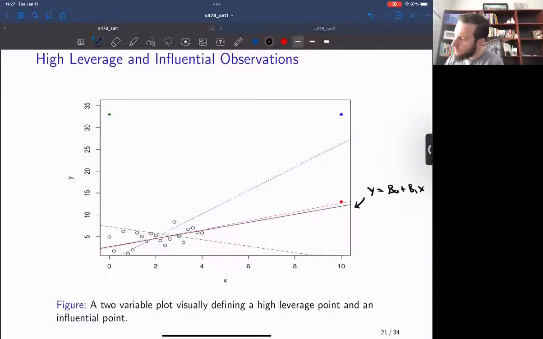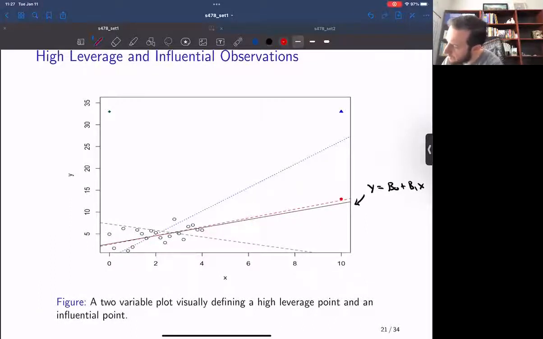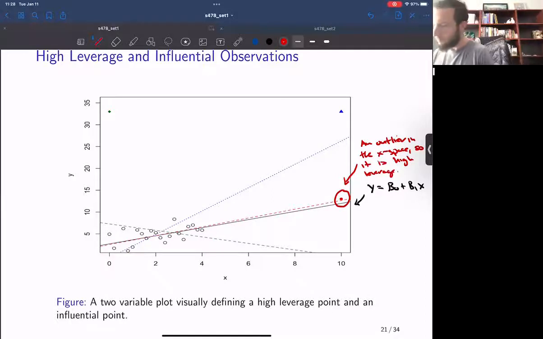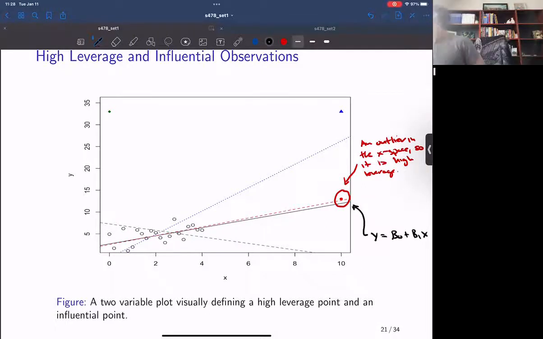Okay, so this red circle here is going to represent a value that is an outlier in the X space. So it is high leverage. Okay, so it's an outlier in the X space.